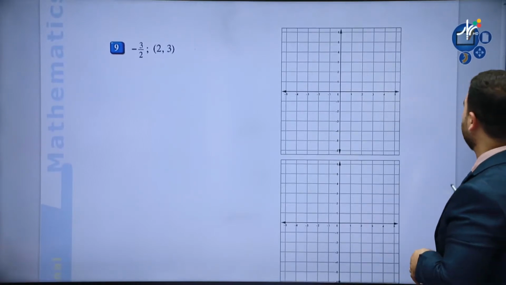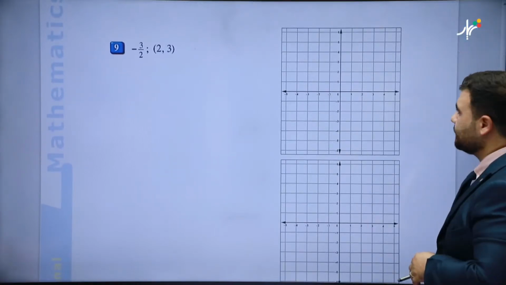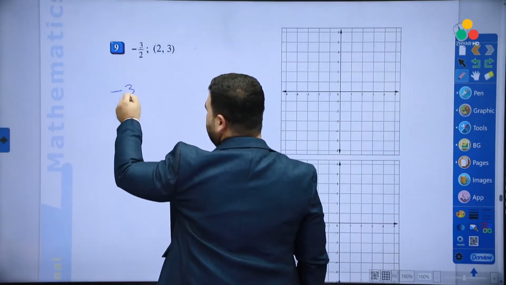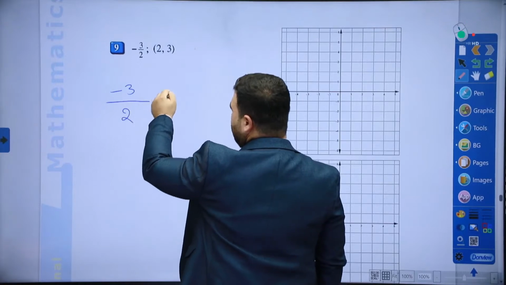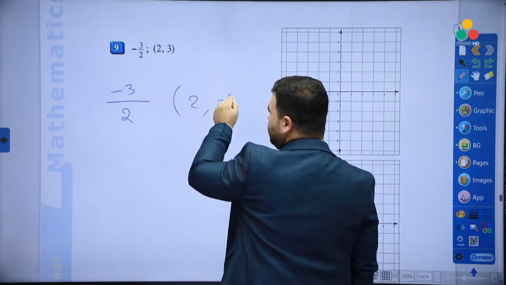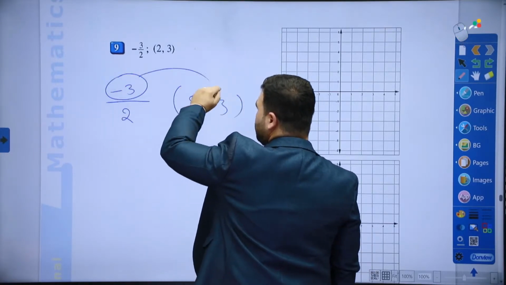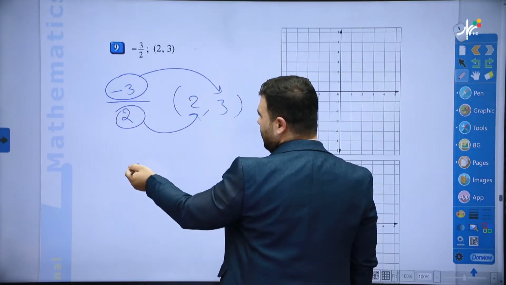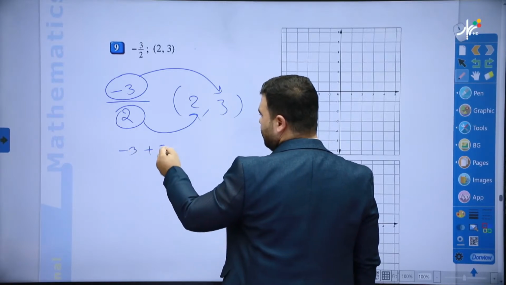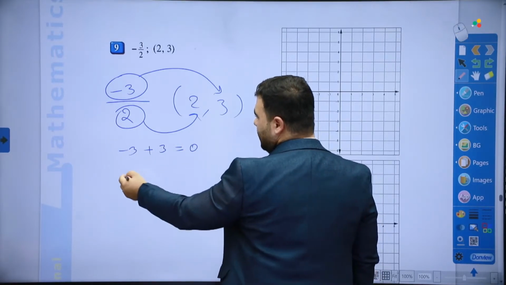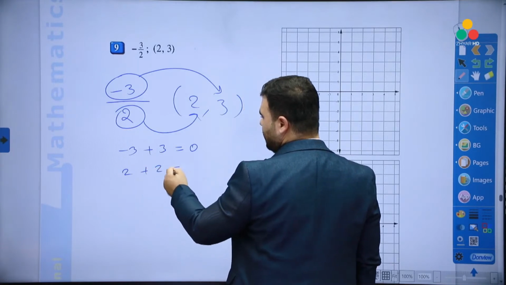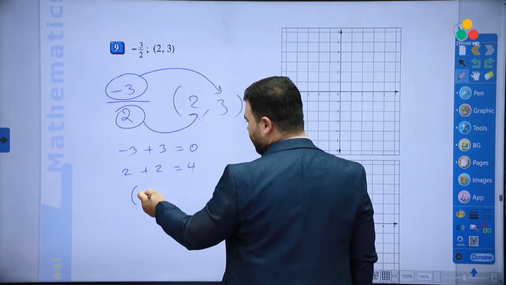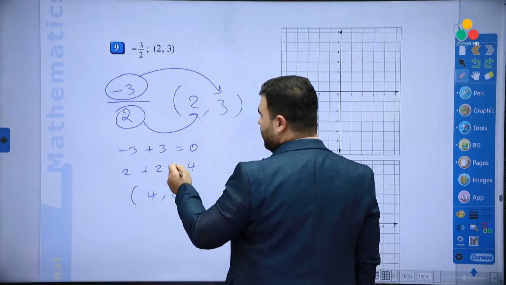Let's do this question 9 practically. The upper number is -3. The lower number is 2. Then the point is (2, 3). This upper goes with the y value. This lower goes with the x value. This makes -3 plus 3. That is 0. 2 plus 2. That is 4. The other extra point is x is 4, y is 0.